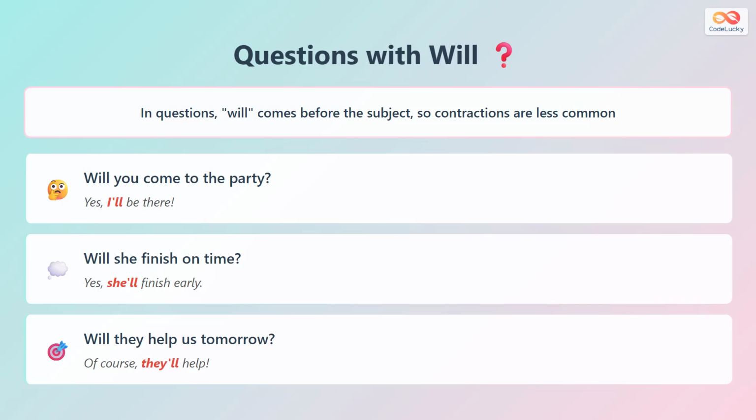When asking questions with will, the word order changes. Will comes before the subject, making contractions less common in the question itself. However, contractions appear in the answers. For example, you ask, will you come to the party? And the answer is yes, I'll be there. Or will she finish on time? With the answer, yes, she'll finish early. And will they help us tomorrow? Answered with, of course, they'll help. Notice how contractions appear in the response, not in the question.